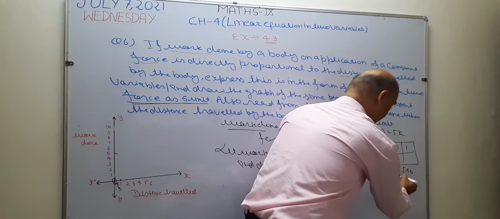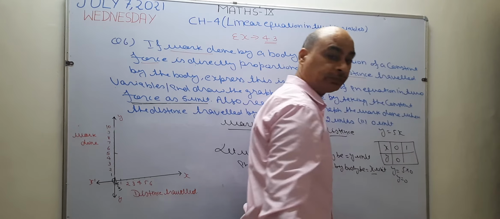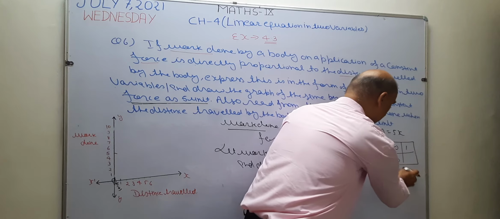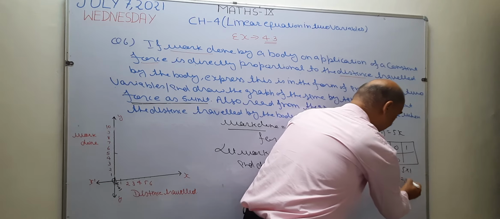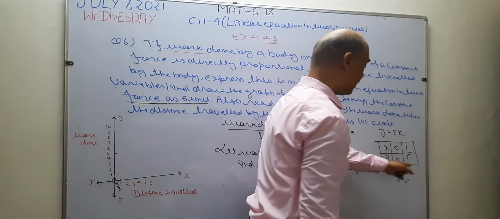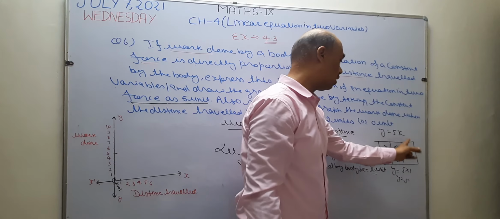When I take x equal to 0, so 5 into 0 becomes 0. So value of y is also 0. Next time I take x equal to 1. So I write here 1. 5 ones are 5. So value of y becomes 5. This is the required minimum two solutions of the given equation.